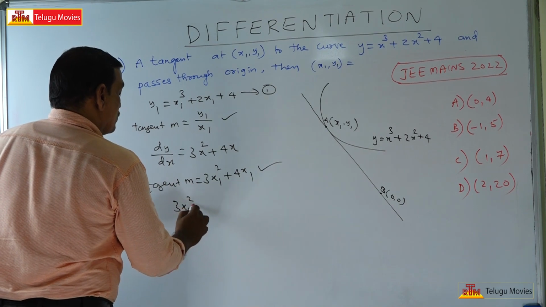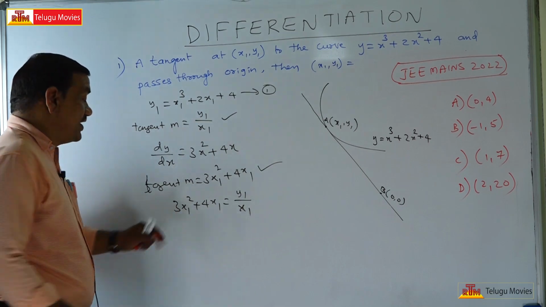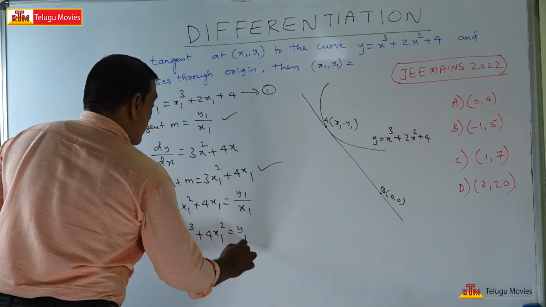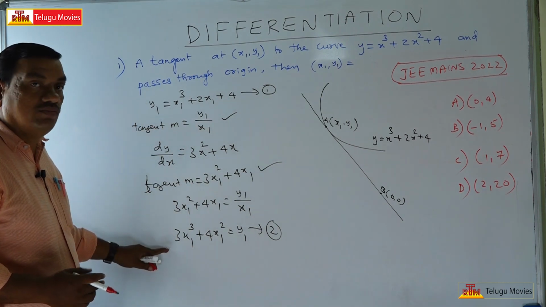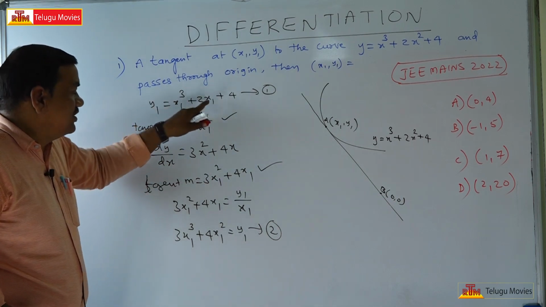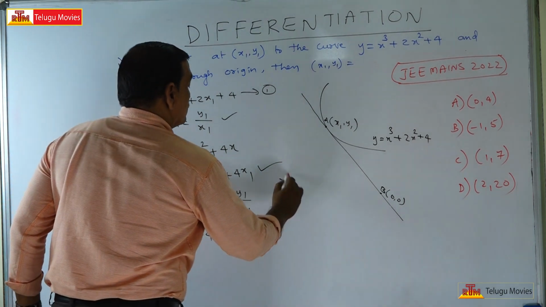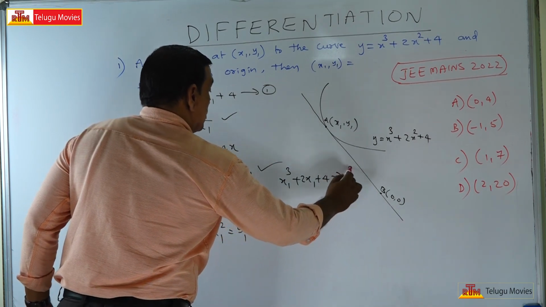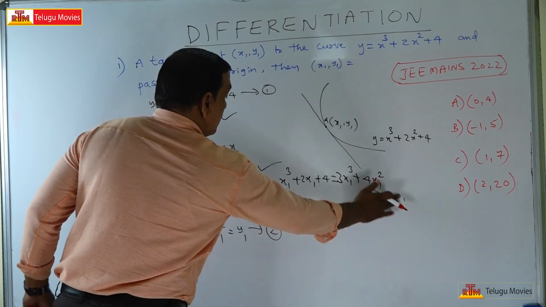Therefore, 3x1 square plus 4x1 is equal to y1 by x1. Taking cross multiplication, 3x1 cube plus 4x1 square is equal to y1. Call it the second equation. From 1 and 2, we got 2 equations, so we can easily solve the x1 and y1 values. Here y1 is equal to both, so we can equate: x1 cube plus 2x1 square plus 4 is equal to 3x1 cube plus 4x1 square.